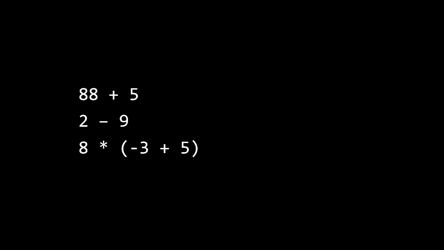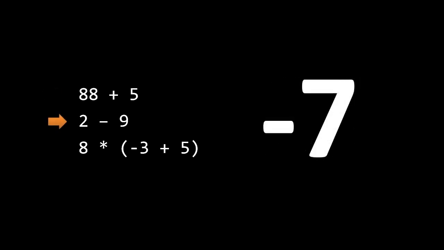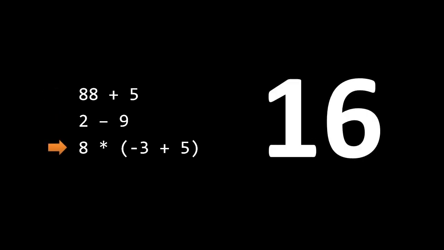To imagine an interpreter at work, start off imagining a program which reads a list of mathematical expressions. As the program reads each line, it evaluates the expressions. So when reading these three lines, the program would get the values 93, then -7, then 16.